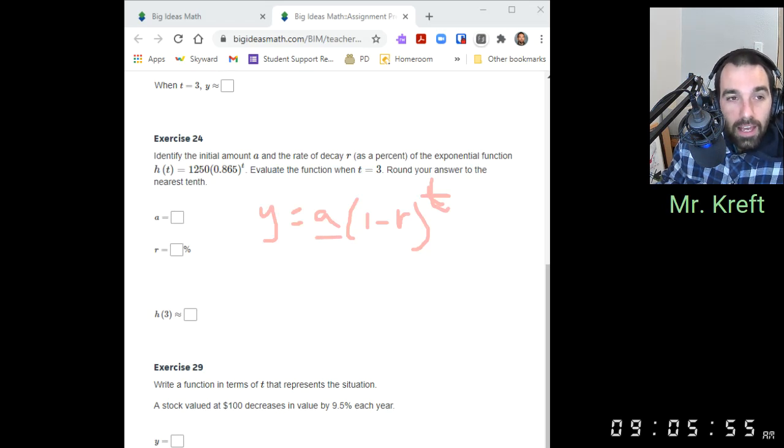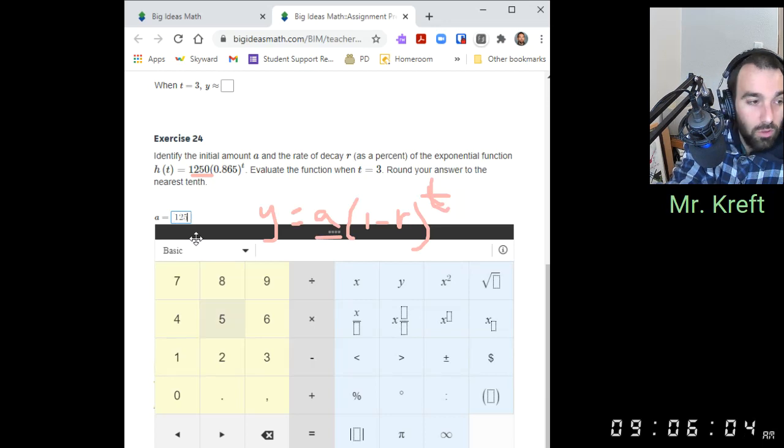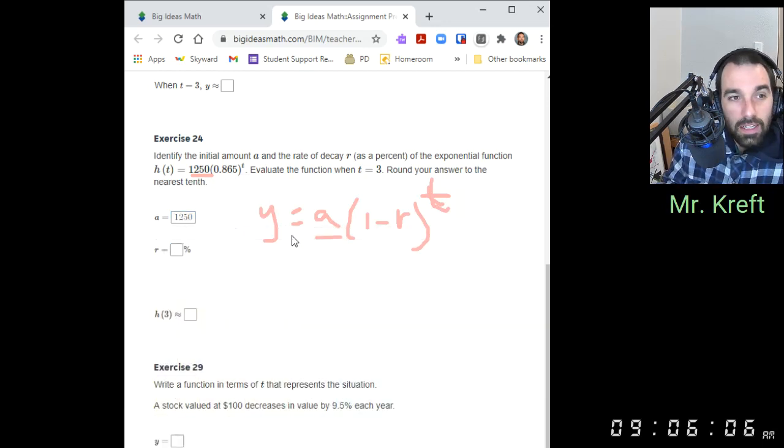So notice how the A is out in front. Out in front here is 1,250. So I'm going to type in 1,250, and that's going to be our answer. Now for the R, it's as a percentage, so I have to solve for R.